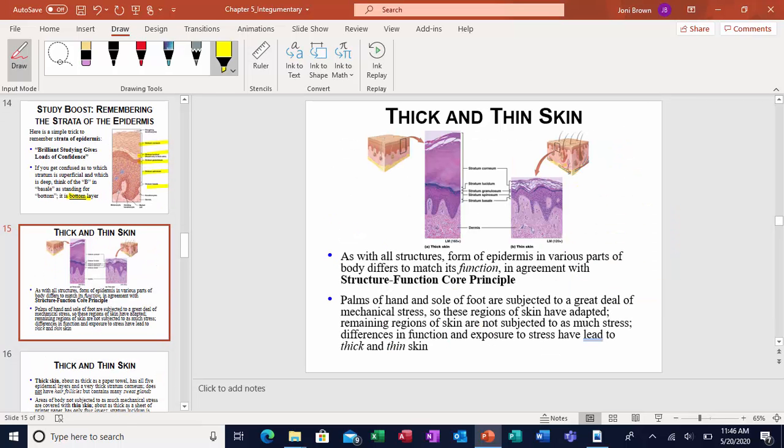Now, I mentioned before, you've got thick skin on the palms of your hands and on the soles of your feet, and so they have a lot of mechanical stress. They're going to be able to handle this more because they have that stratum lucidum. And you can look here at the differences in the picture in thick skin, like on the sole of your foot, and thin skin that you find on your arms and your scalp and your legs and your stomach and all that. And you just see there's a big difference there.